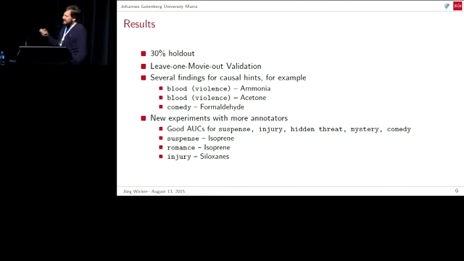Now, as I said, for this paper, we had 3 annotators only because it's a hard task. Later, we hired some more students to do that. First, they were excited, then they found it also boring. And we did more annotations, and we redid the experiments and found really good results for these labels, which is kind of cool because these labels are really something which draws your attention to the movie and causes maybe strong reactions. So it's suspense, injury, hidden threat, mystery, and comedy. And again, we found some more hints to causal relations basically there.